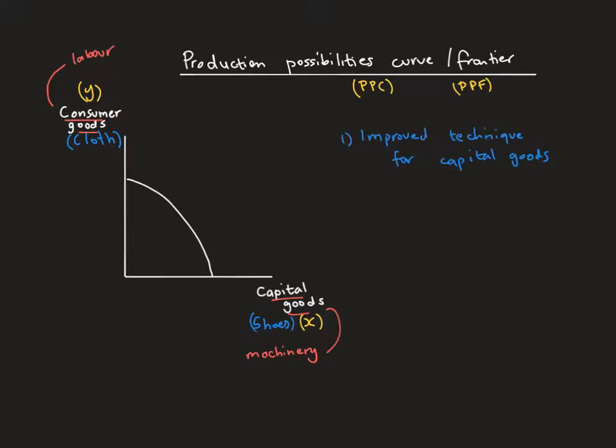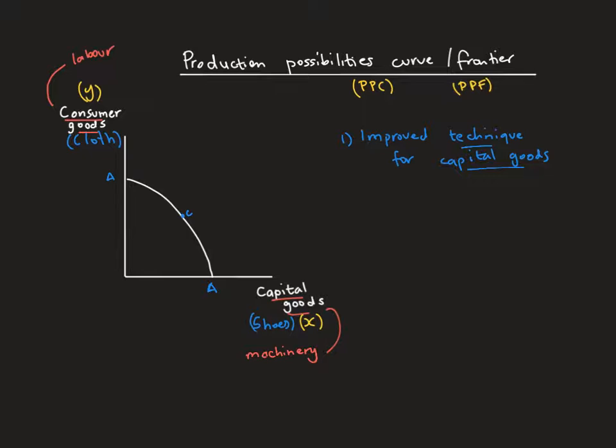Okay, so case one. Let's say, for example, we are happily producing at point C on this PPC curve. So the PPC curve we will call AA. That's our production possibilities curve, our PPC curve. But now let's say there's an improved technique or new machinery that's come out in order to produce more shoes. So we import this machinery from, for example, Japan, Germany, or China.